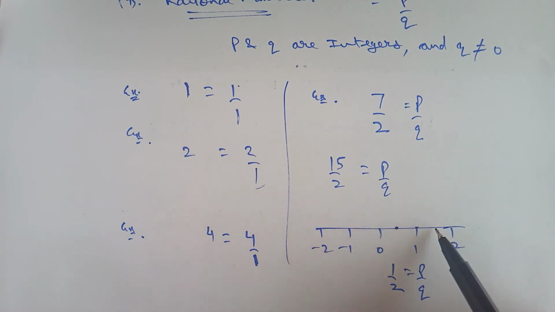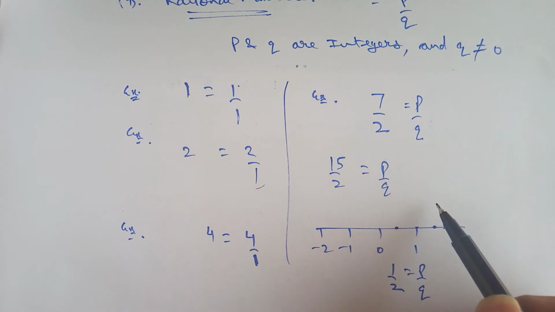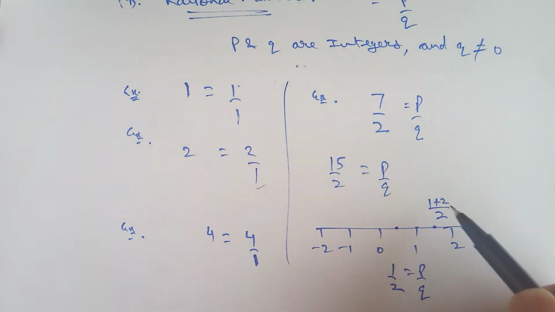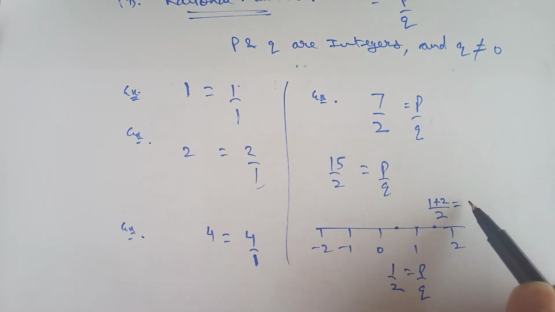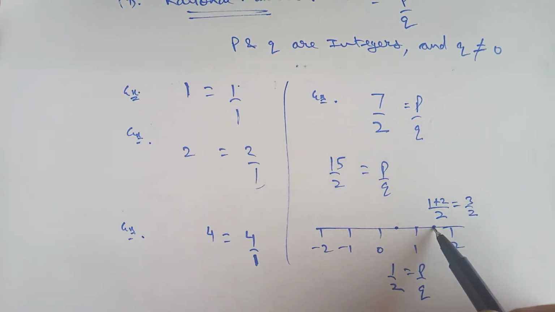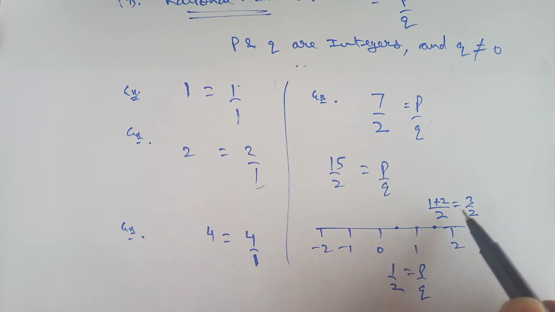If I locate the midpoint between 1 and 2, then that number will be (1 plus 2) by 2. I'll explain later on how this trick works. I'm simply adding these two numbers and then dividing by 2. So this comes out to be 3 by 2. So the midpoint of 1 and 2 is actually the number 3 by 2.